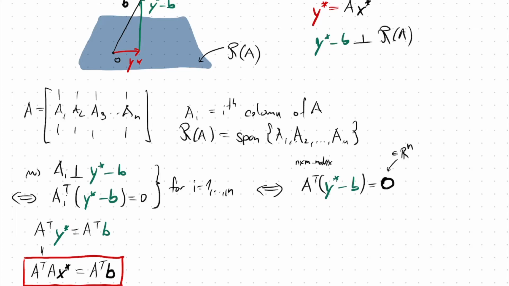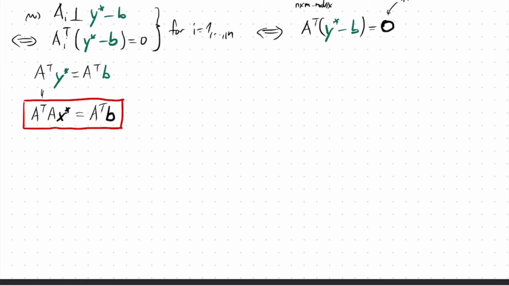So let's write this down as some facts. First one, this system, A transpose A x equals A transpose b, is always consistent. The reason is that the range of A transpose and of A transpose A is the same.